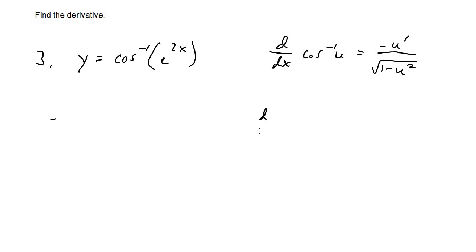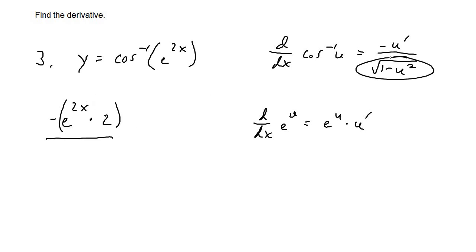Now remember, the derivative of e raised to some function u is going to be equal to e to the u times u prime, just like the chain rule, because we have e to the u and then we multiply by the derivative of the inside function as well. So in this case, the derivative of e to the 2x is going to be e to the 2x times the derivative of the inside function, and the derivative of 2x is just 2. Now over, we have the square root of 1 minus u squared, so the square root of 1 minus e to the 2x squared.